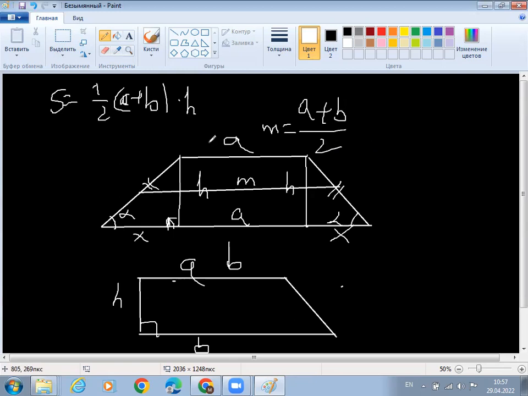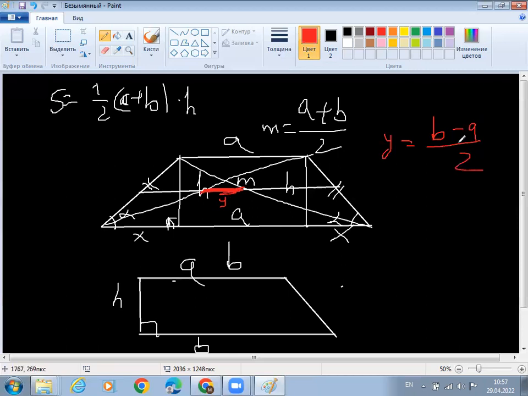There is also one more thing, guys. If we have these diagonals here, you can see there is this part. Let me mark it here. Do you see the red part? This red part, this y, is equal to b minus a divided by 2. Just for your memory, if you need it, you can calculate it: b minus a divided by 2. I hope that was interesting.